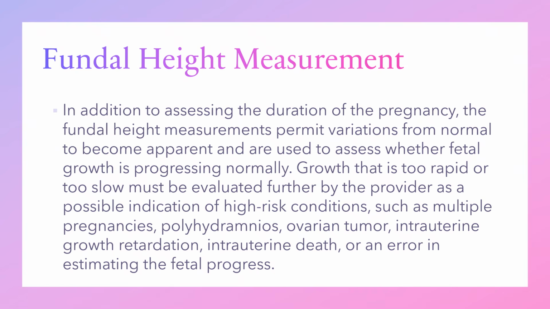Growth that is too rapid or too slow must be evaluated further by the provider as a possible indication of high-risk conditions like multiple pregnancies, polyhydramnios, which is where they have a lot more amniotic fluid than normal, ovarian tumors, intrauterine growth retardation, which is where the baby is not growing as much as they should, the baby's smaller, intrauterine death, or an error in estimating the fetal progress.